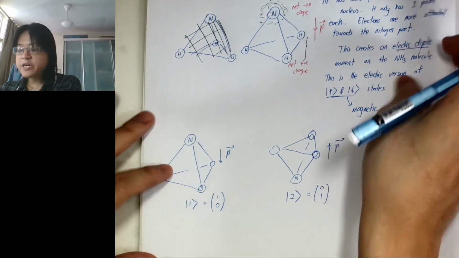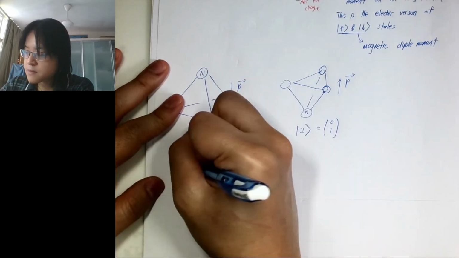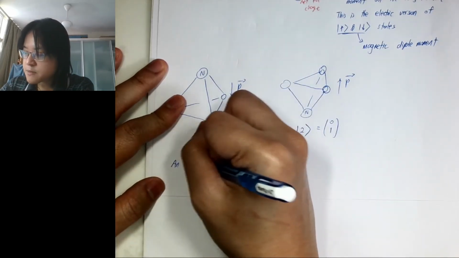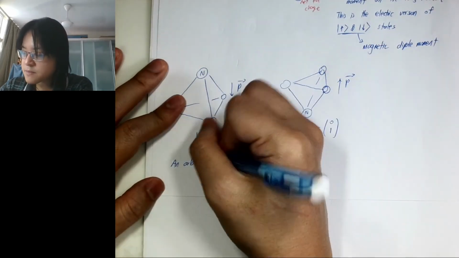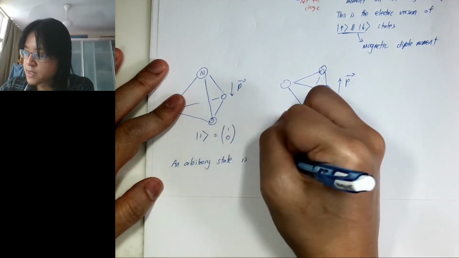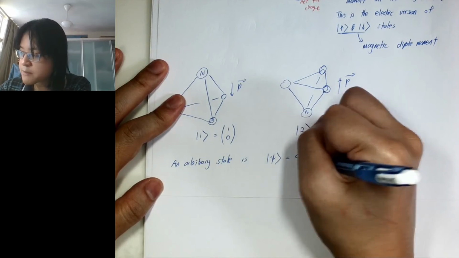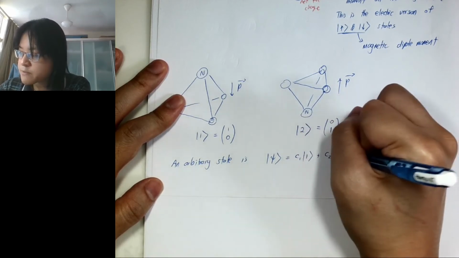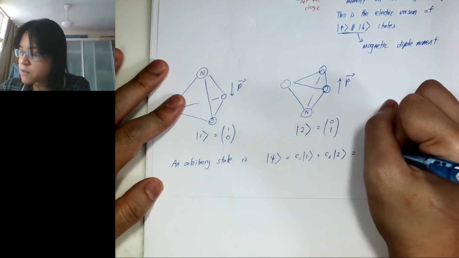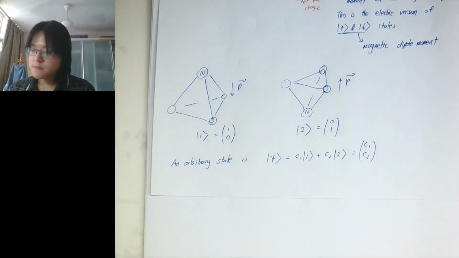Okay, so generally speaking, an arbitrary state will be the superposition of these two states. In general, I have some coefficient times state 1 plus some coefficient times state 2, or you can write this as C1 C2.